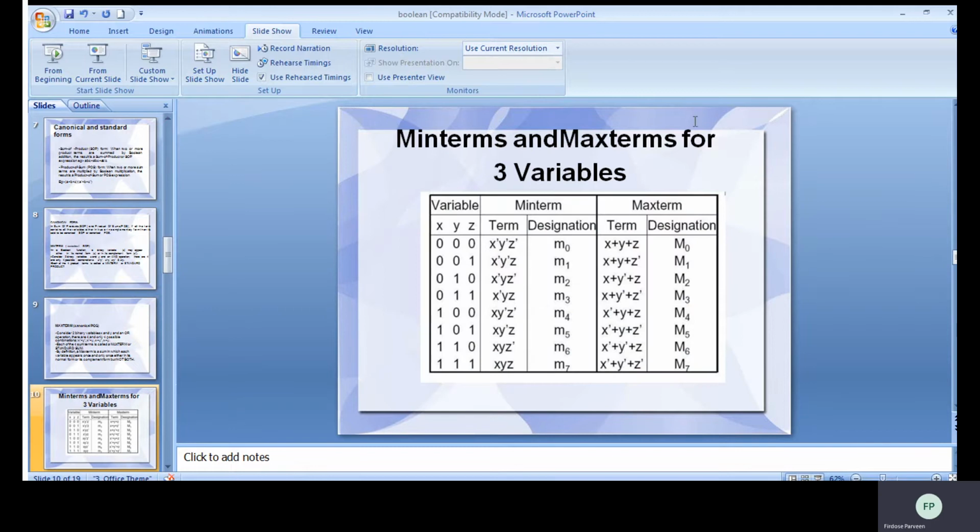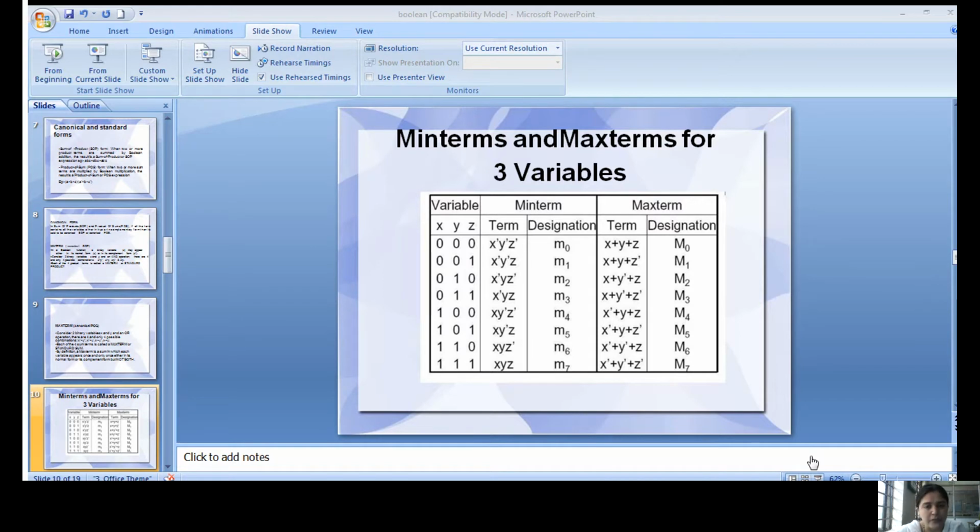Okay, now min terms and max terms for three variables. If suppose you are having two variables, how many combinations will you be having? You'll be having four combinations: 0 0, 0 1, 1 0, 1 1. In the same way, if you're having three variables, how many combinations? If you're having two variables, it will be 2 raised to 2. If three variables, it will be 2 raised to 3. If it is four variables, it is 2 raised to 4. Always 2 raised to the number of input variables. So many combinations you'll be having.